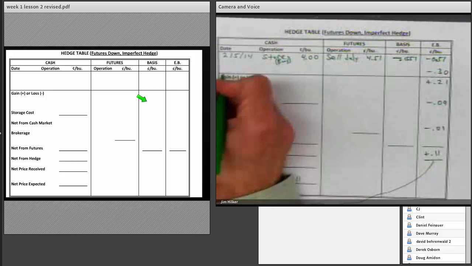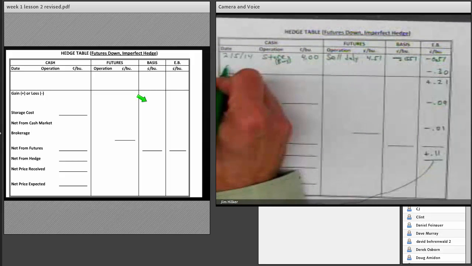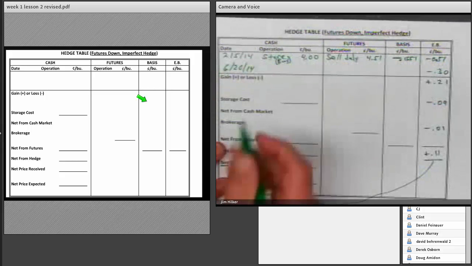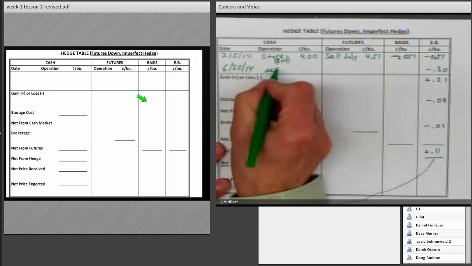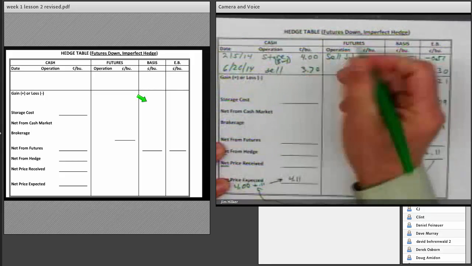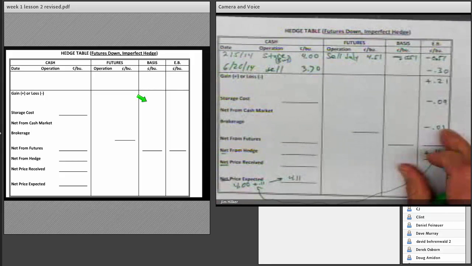Here, now a gain of 26 cents versus 21 cents. Okay? So let's say we sell it at 370, which is the same as on the first example.